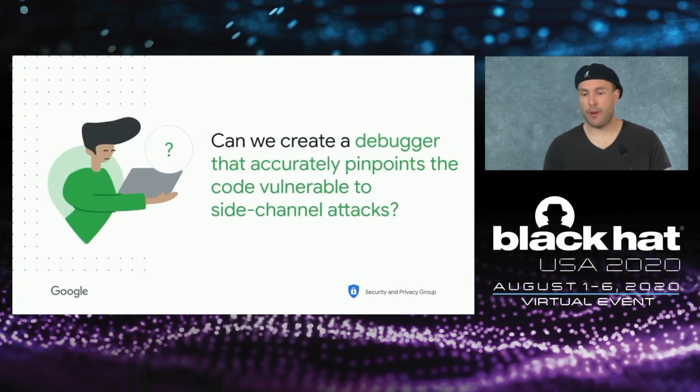So if we want the most secure hardware possible, we need to help reduce the cost of finding the attack and being able to pinpoint it accurately. This is why we ask the question: is there a way to create a debugger that will help us pinpoint accurately and quickly the part of the code which is interacting with the hardware in a way that makes it vulnerable to side channel attacks?